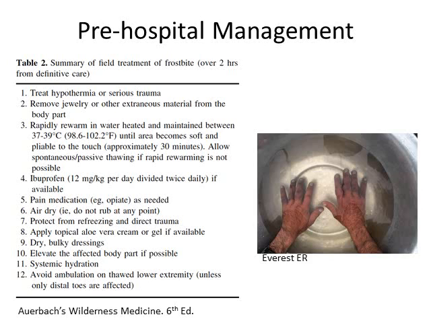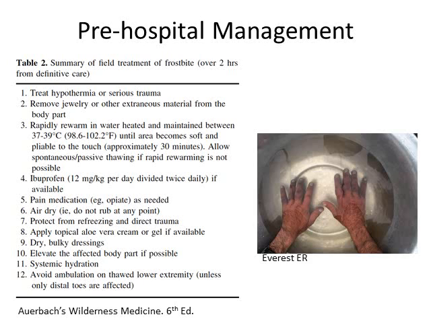You should also be administering ibuprofen, that's 12 mg per kg per day, divided twice daily, if you have that available. Other pain medications, possibly opiates, might be needed, as the process of thawing is quite painful. Make sure you're air drying the extremity after thawing it. You don't want to be rubbing it, as this can create more tissue injury. And definitely protect it from refreezing or any other trauma.